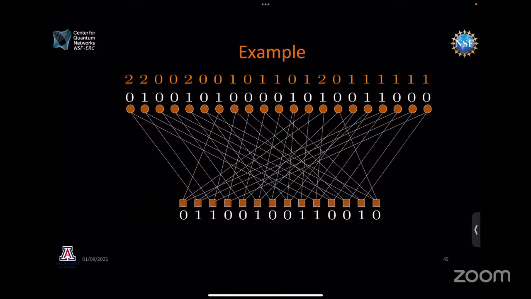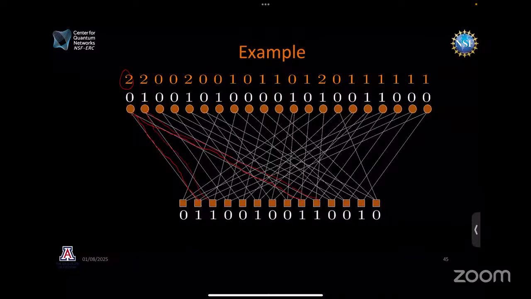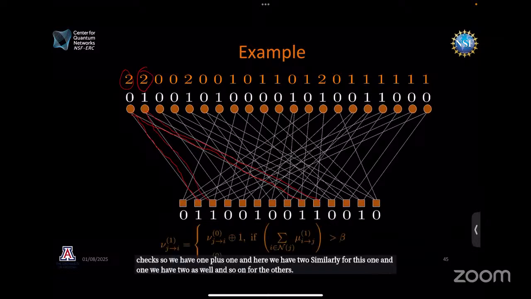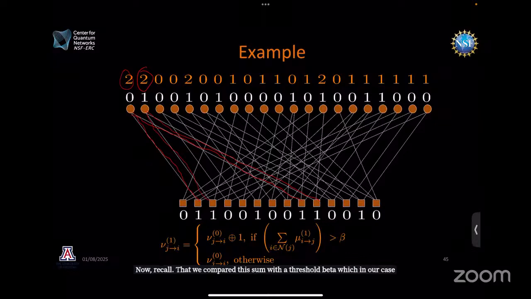Now we compute the incoming messages from the checks for all the variable nodes. So for this variable node, we have the connection with this check and this other check. So we have 1 plus 1, and here we have 2. Similarly, for this 1 and 1, we have 2 as well, and so on for the others. Now recall that we compared this sum with a threshold, beta, which in our case, we set to 1.